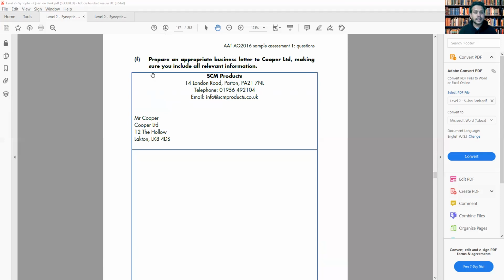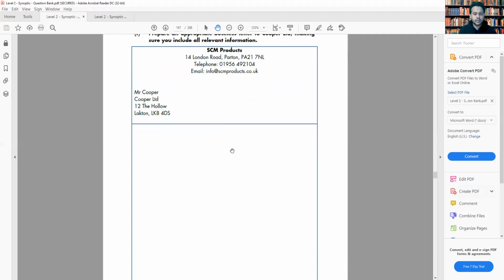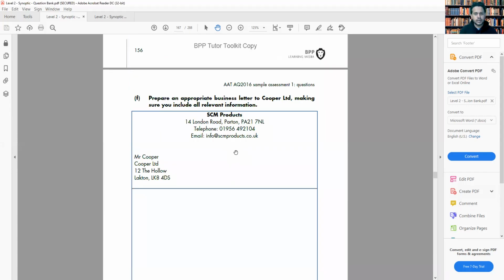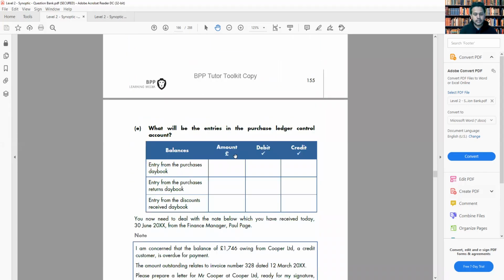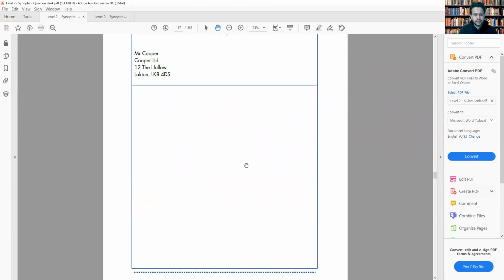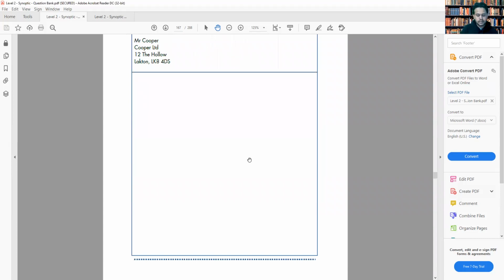So how am I going to prepare that? It says, prepare an appropriate business letter to Copal Limited, making sure you include all the relevant information. So this information has to be there. This is our company, our details, our email address, everything. Then the customer information, Mr. Cooper, and their address. What I'm going to write, we're going to see here. So let's have a look. This question was for 16 marks, so let's say it will give us 5 marks for this part. So let's write down what I'm going to write.